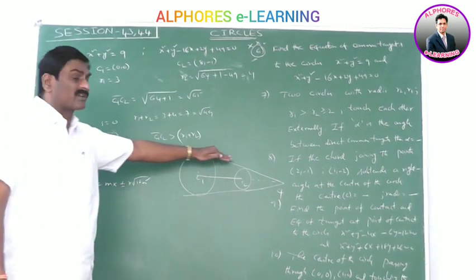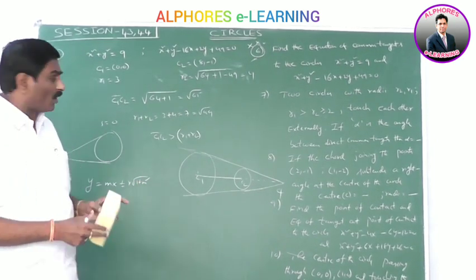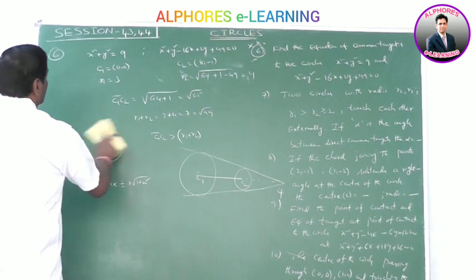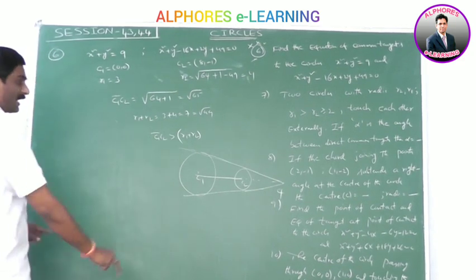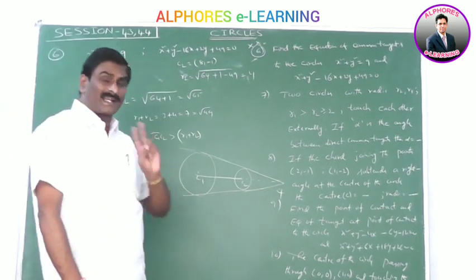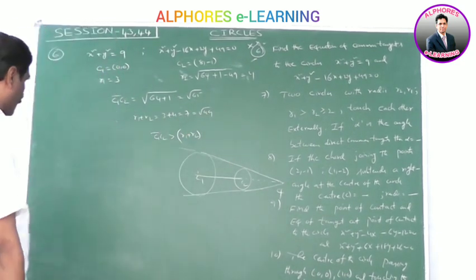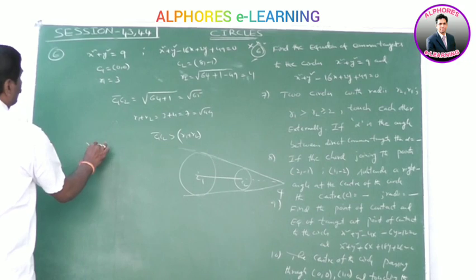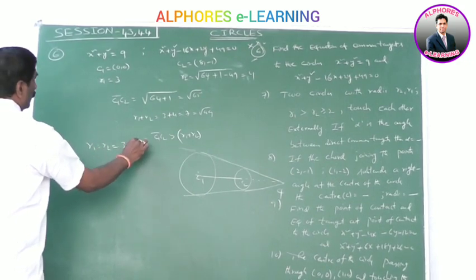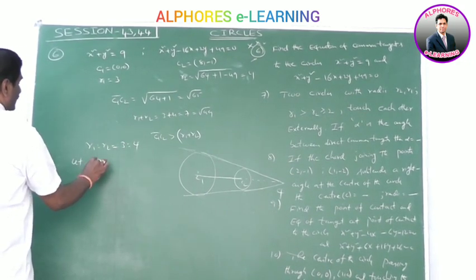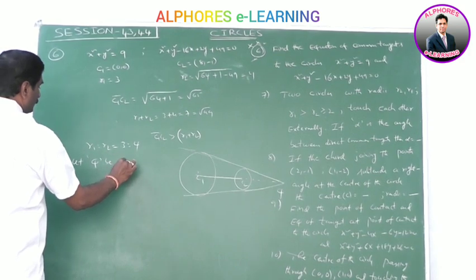In the same way, we find the equation of the direct common tangents. So first we find the external center of similitude. When C1C2 is greater than R1 + R2, we get two direct common tangents and two transverse common tangents. First we find the external center of similitude. R1 is to R2 is equal to 3 is to 4. Let Q be the external center of similitude.